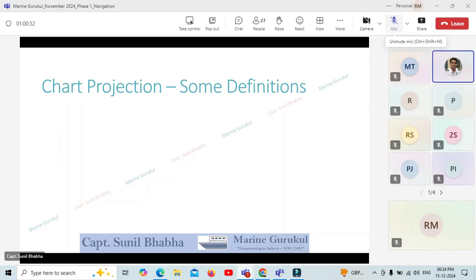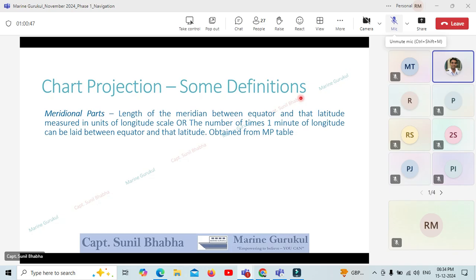Now, before we go into the numerical, let's first understand some of the basic definitions. They really help us in understanding the concepts as well as in the numerical also. The first definition which we have is the definition of meridional parts, in short also known as MP.